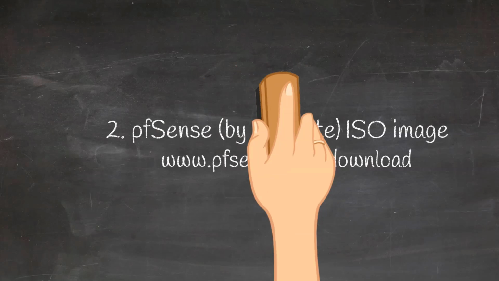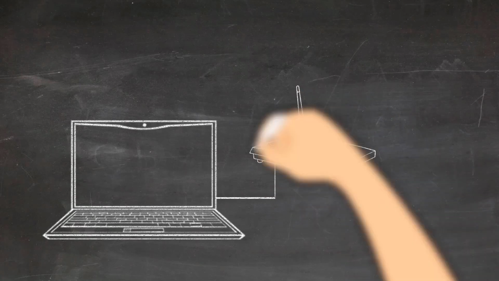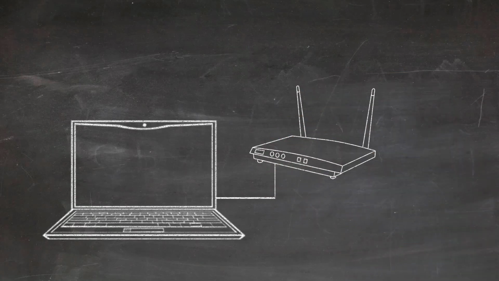First, allow me to show the setup I have. I have a laptop with a USB network adapter connected to a router using an Ethernet cable. The router is the one provided by my ISP for internet access.